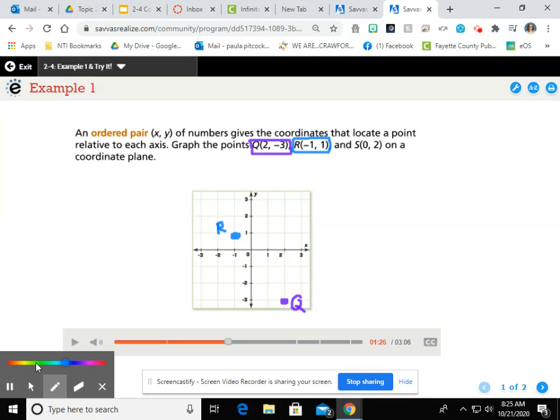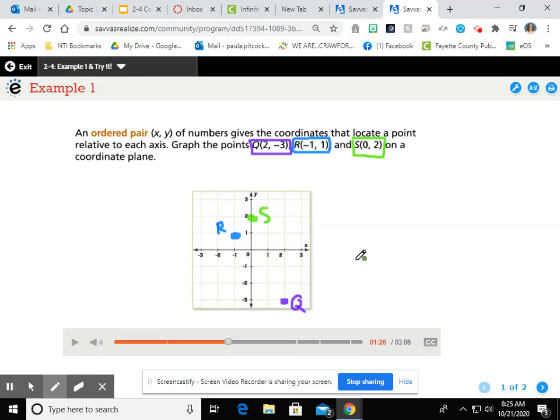The last one has a 0. For some reason, this is trickier for students. So I start at the origin every time. I always start at the intersection point, at the middle. I'm going to shuffle 0, which means I don't shuffle at all. I stay where I am. And then I'm going to climb +2. I'm going to put my dot, and then I'm going to put an S.